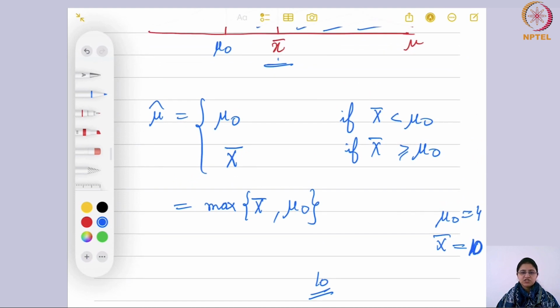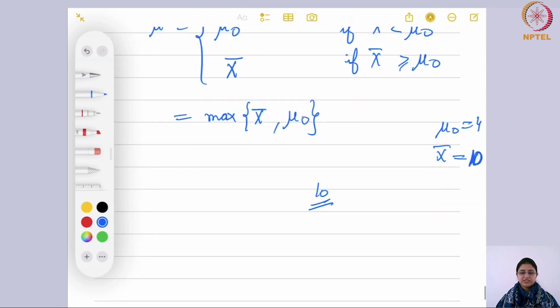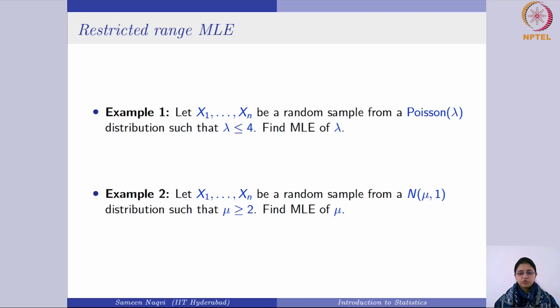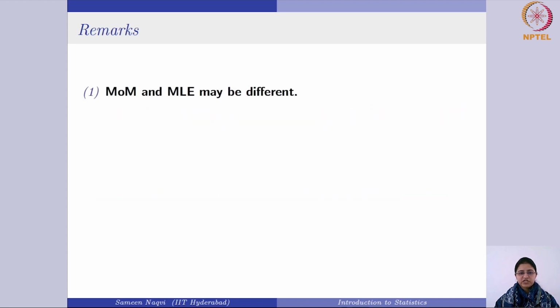Sometimes when you are looking at average income, mu naught could be that you are looking at those people whose income is greater than 20,000 suppose. So you do not have to consider anything else, you are just going to see whose income is greater than mu naught, which in that case would be 20,000. Okay, so mu naught can be 20,000. So you have to be careful with the support that is given or the parameter space with which you are dealing. So we have seen how to address these situations, and this basically reflects upon the benefit and the usefulness of the maximum likelihood estimation method. In addition, there are a few remarks which I would like to add.